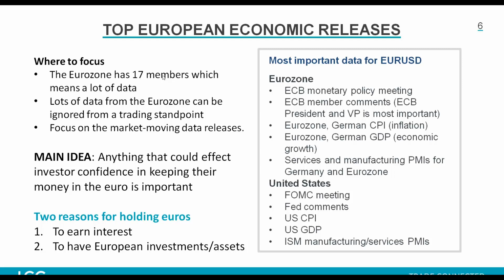The FOMC meeting, that's the Federal Reserve's meeting on monetary policy. Whenever Fed members make comments, particularly the chair of the Fed, it's worth noting. US CPI is consumer price inflation, US GDP, gross domestic product, and ISM is the firm that, for a long time at least, has released manufacturing and services PMIs, which I didn't mention for the Eurozone, so I skipped that bit. Same idea with both.